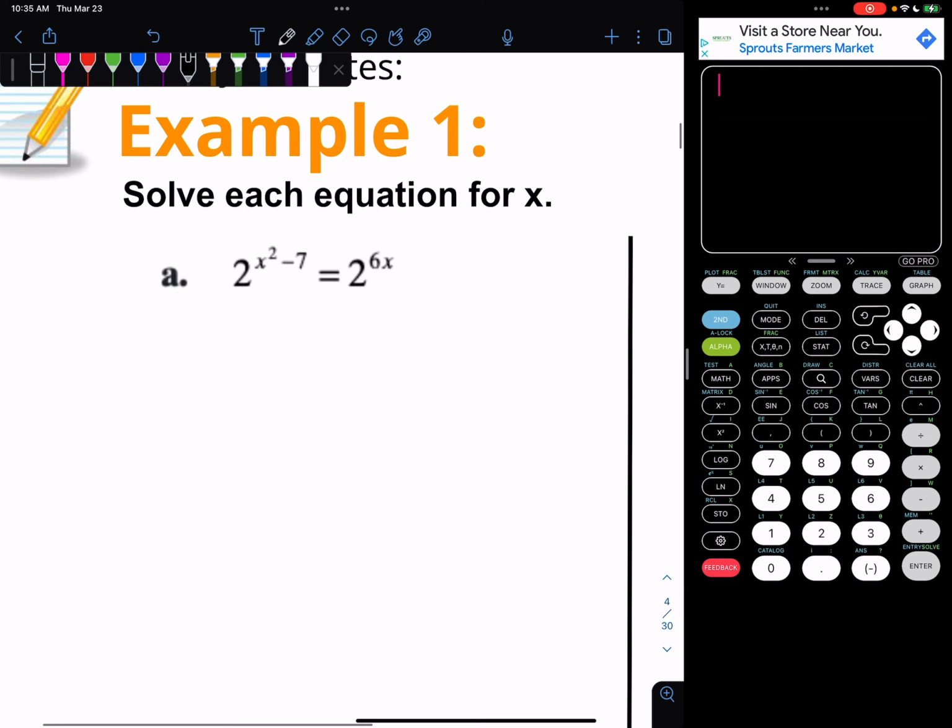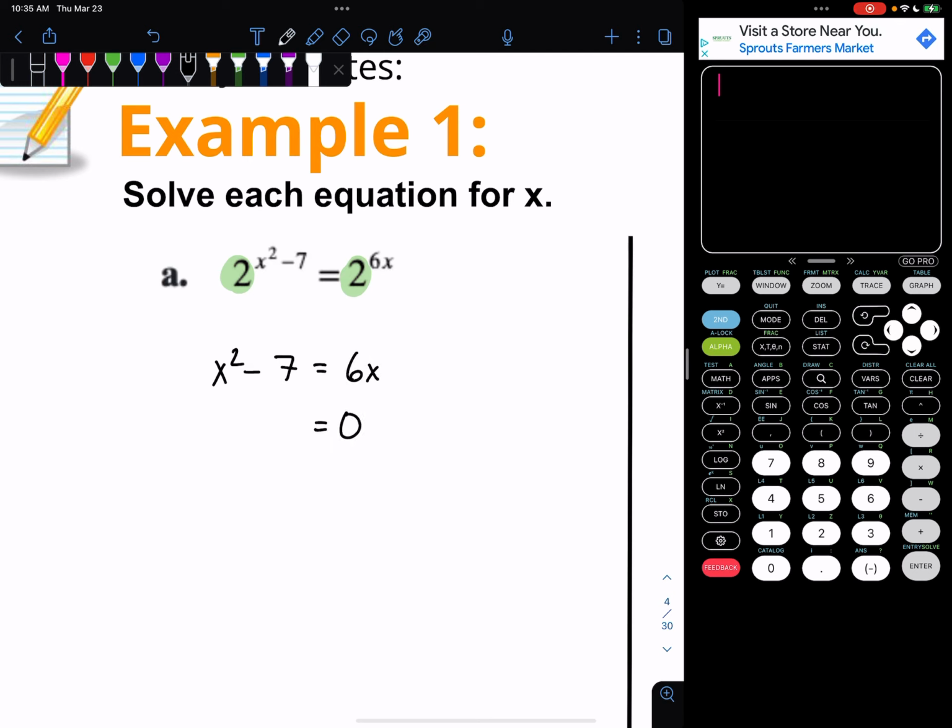First part, solve each equation. There are 4 total examples, 4 whiteboards, and a partner activity. So there's quite a lot to do, so we've got to pack it in. First thing we're going to do is, you notice they're both raised to the power 2. Because they're both already raised to the power 2, we can essentially just set our exponents equal to each other.